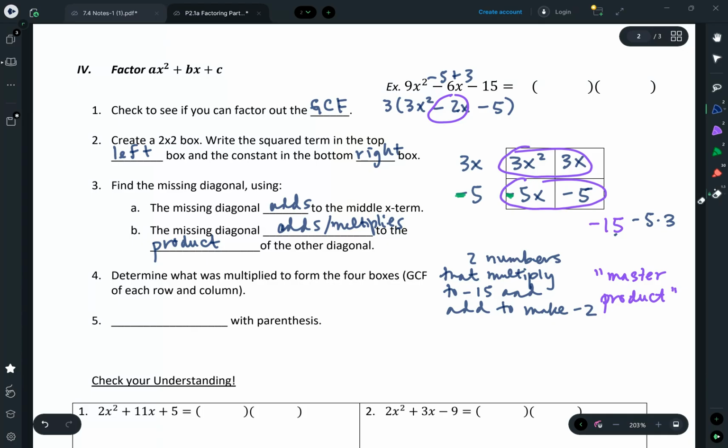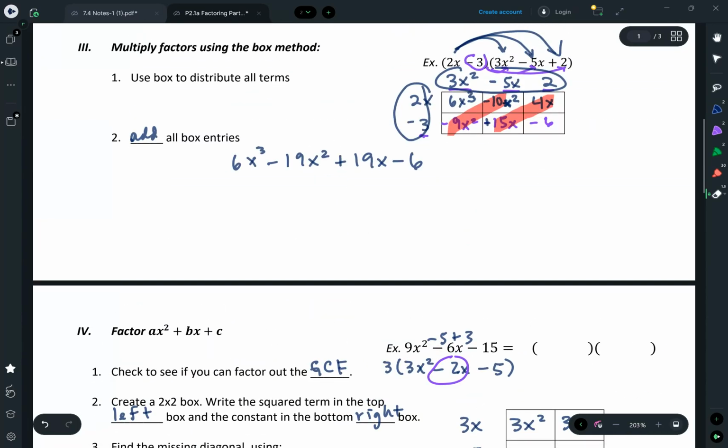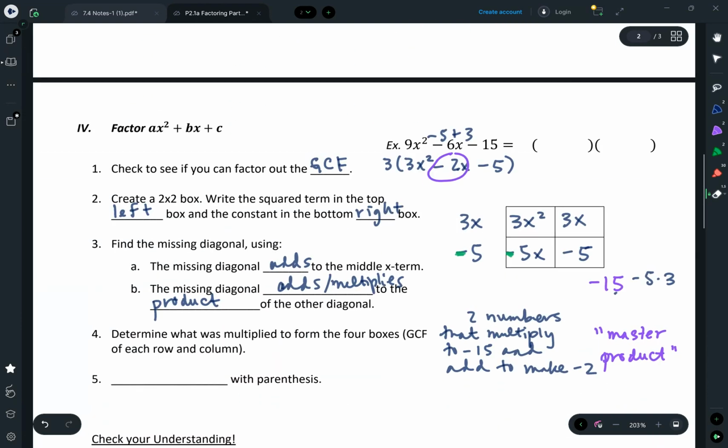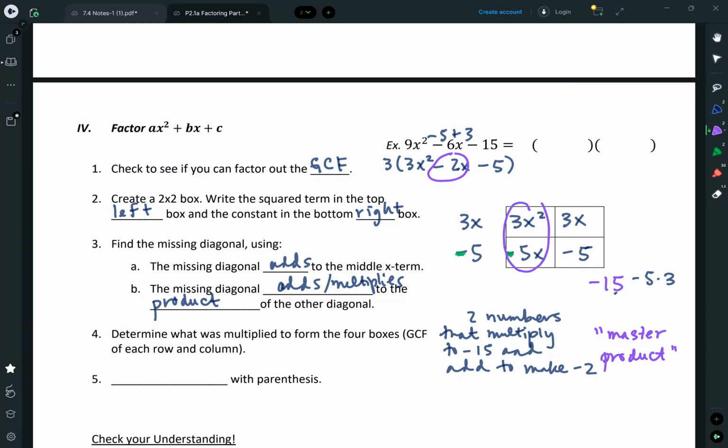Now I want to look at the tops of the columns. So remember, if you look at the last problem, the factors were out in front here and they were above here. That's what I'm trying to find. I'm trying to find those factors. So now I'm looking at my columns. I'm looking at 3x squared and 5x. What do they have in common? They have an x in common. So I'm going to put an x on top.